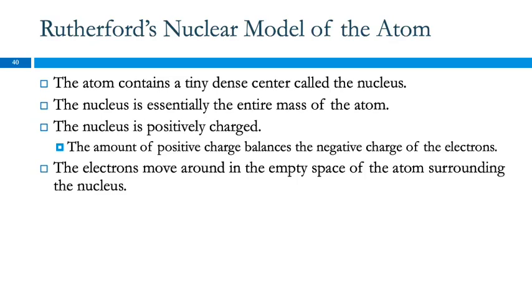So review Rutherford's nuclear model of the atom. The atom has a tiny dense center called the nucleus, where almost all the mass of the atom is, and the nucleus is positively charged. And then we have electrons that are outside the nucleus, and the positive charge of the nucleus balances the negative charge of the electrons. The electrons are moving around in empty space. He didn't say what the electrons were doing, and quantum mechanics is going to tell us more than we'd really like to hear about what the electrons are doing.